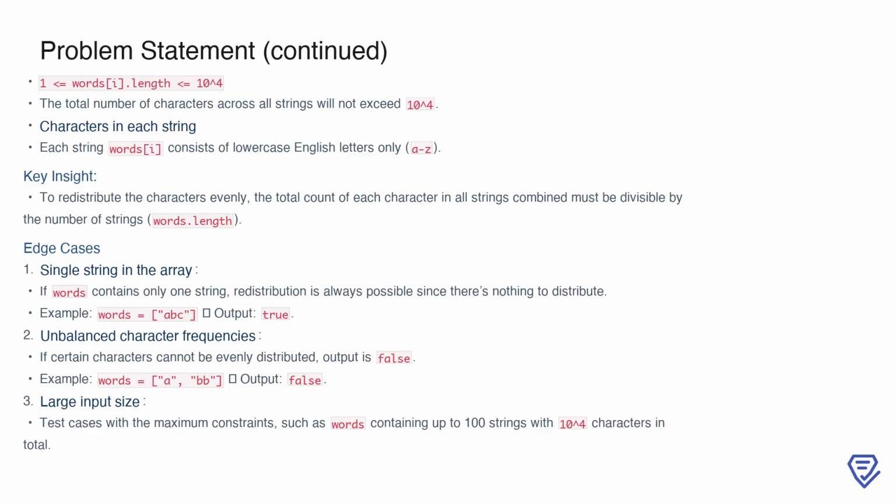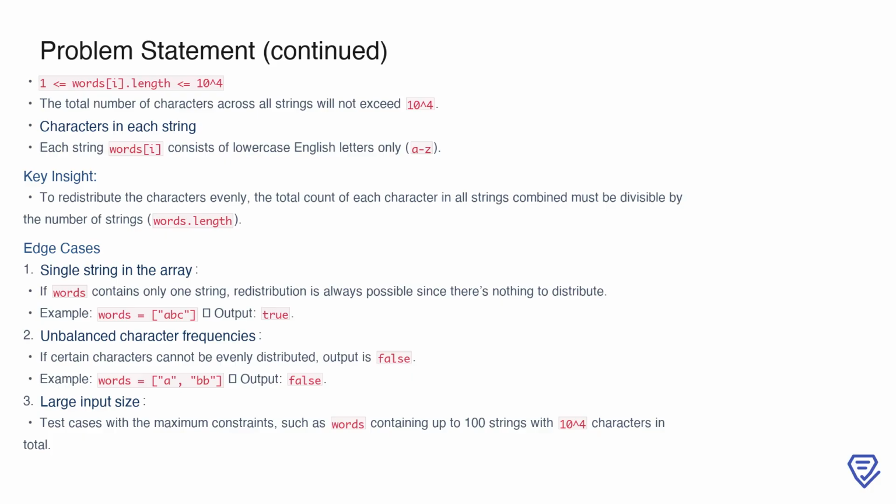Some constraints and key insights help clarify the problem further. The length of the words array can range from 1 to 100, and each string can contain between 1 and 10,000 characters. Importantly, the total number of characters across all strings will not exceed 10,000. Additionally, each string consists only of lowercase English letters.